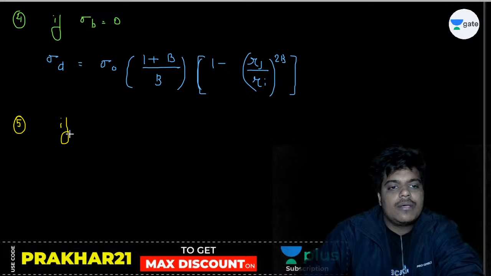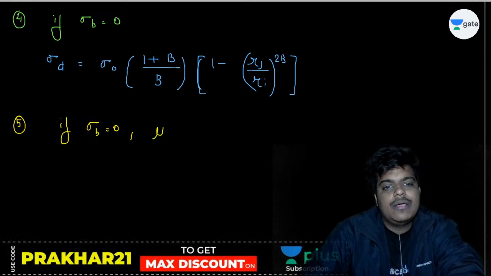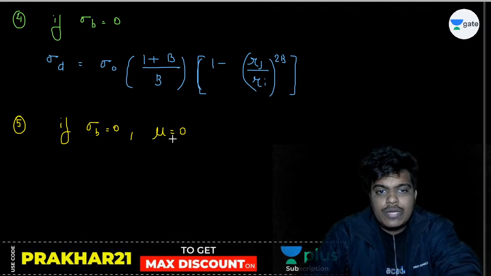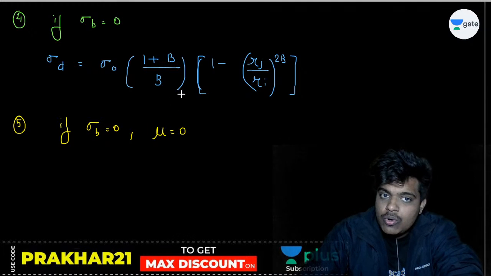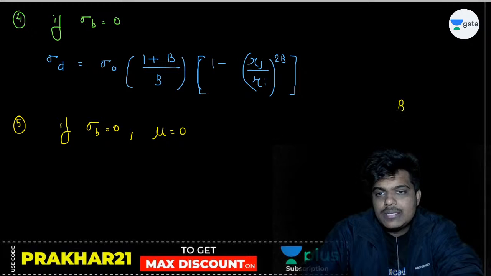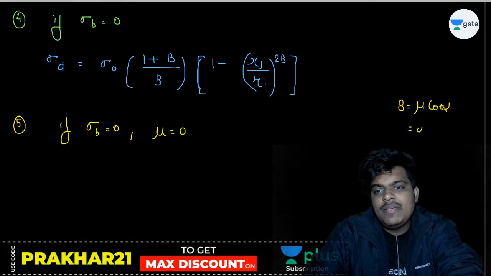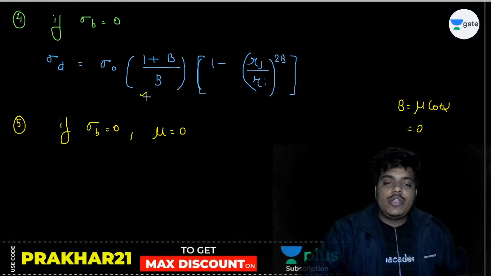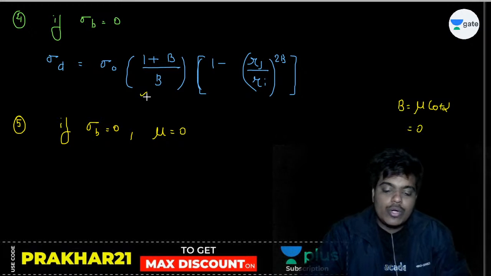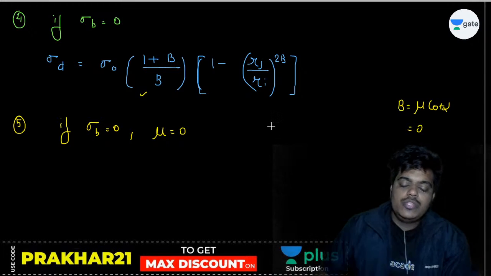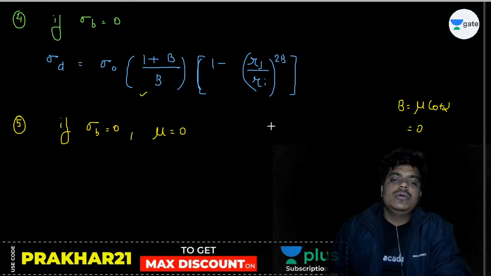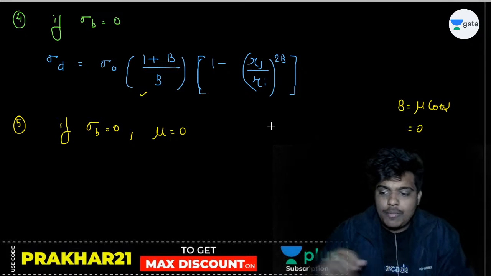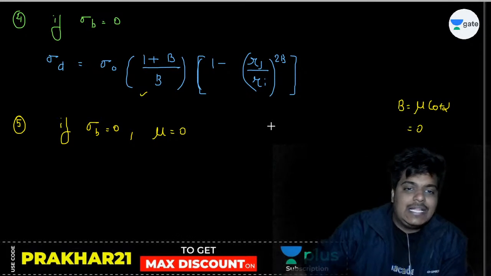If there is no back pull and no friction, if you try to keep the value of mu 0, B is equal to mu cot alpha, so B will become 0. If B will become 0, in this formula you cannot have denominator as 0. Yes or no? So entirely analysis is done.